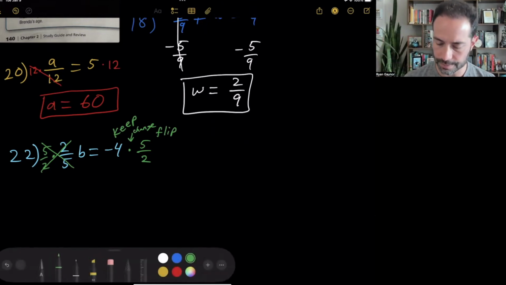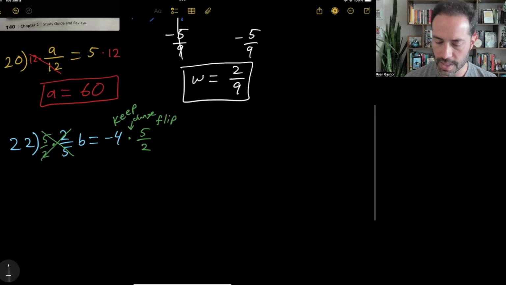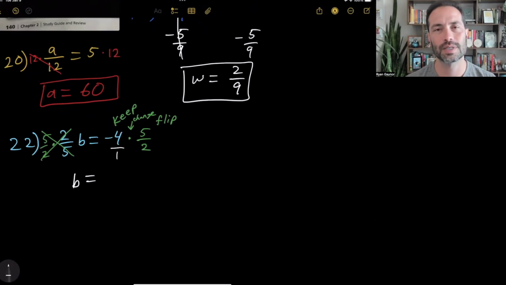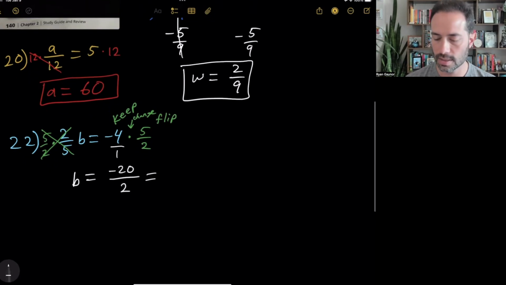All right, so here we go. We have b equals -4 times 5/2. We could really call that -4/1 if you want to look at it that way, times 5/2. -4 times 5 is -20. So we have -20 on top. We have 1 times 2, so 2 on the bottom. And then we can simplify. -20 divided by 2 is just -10.